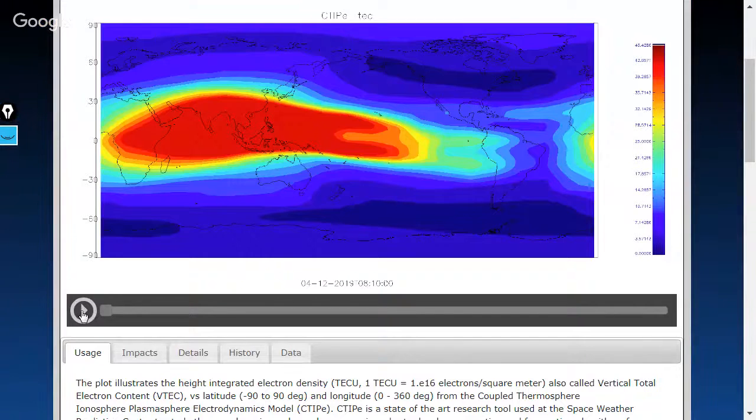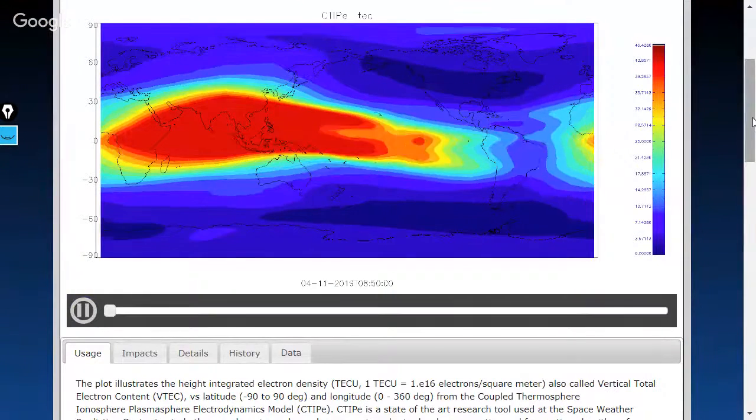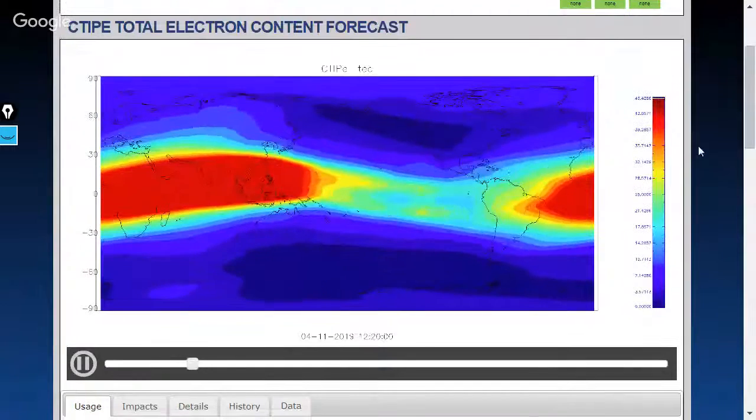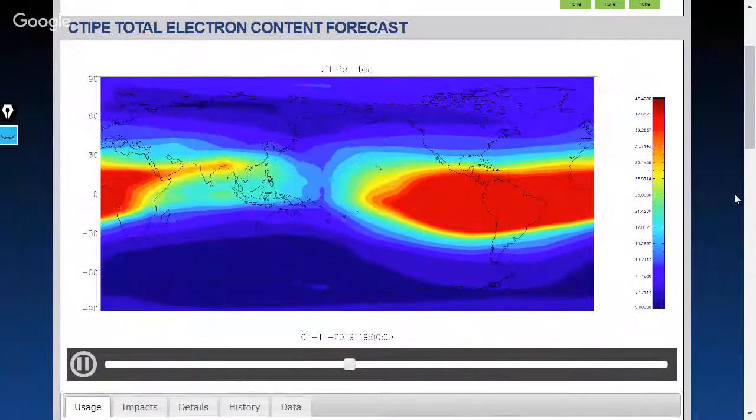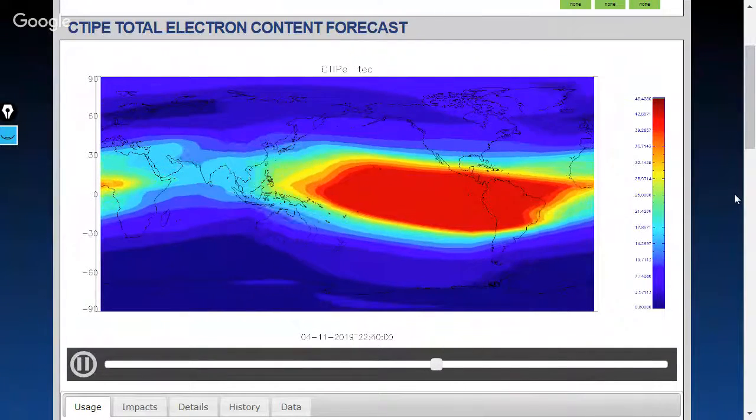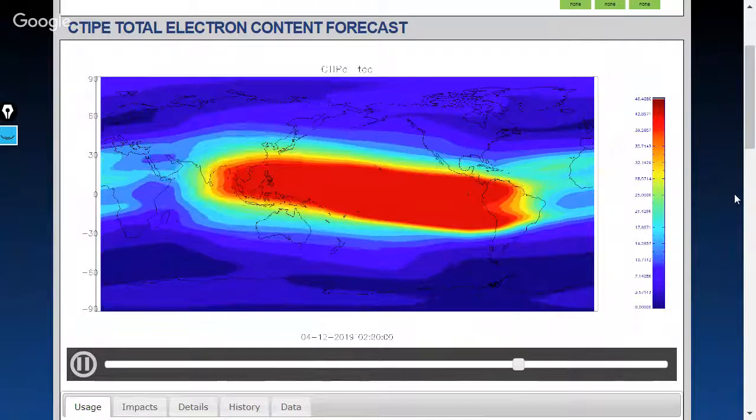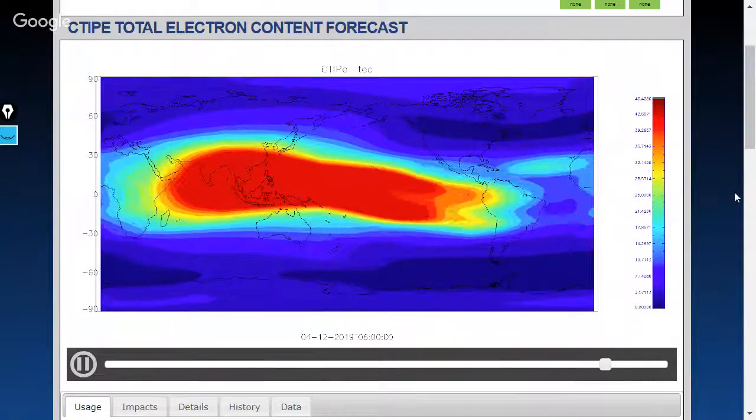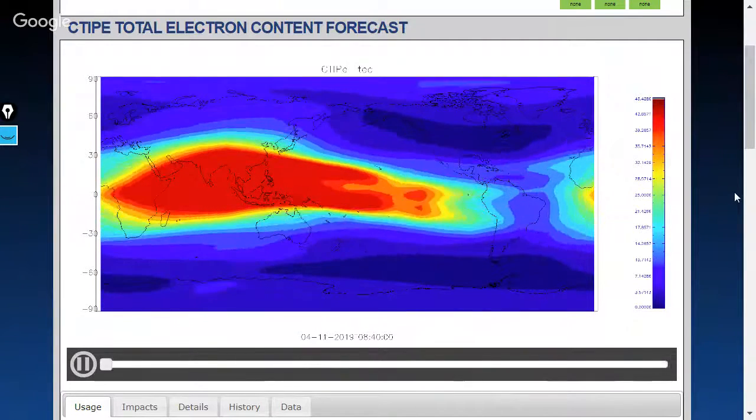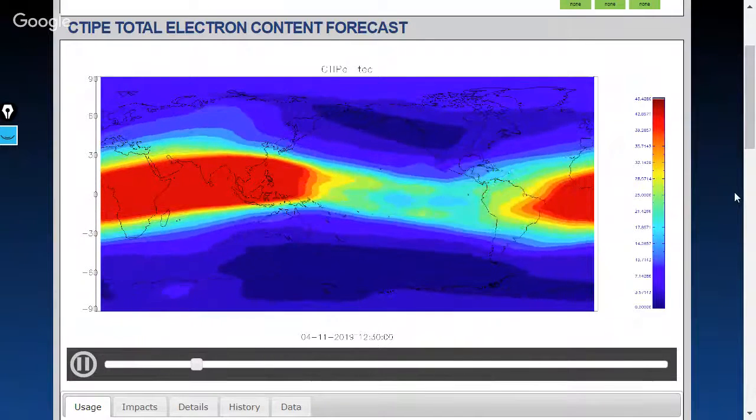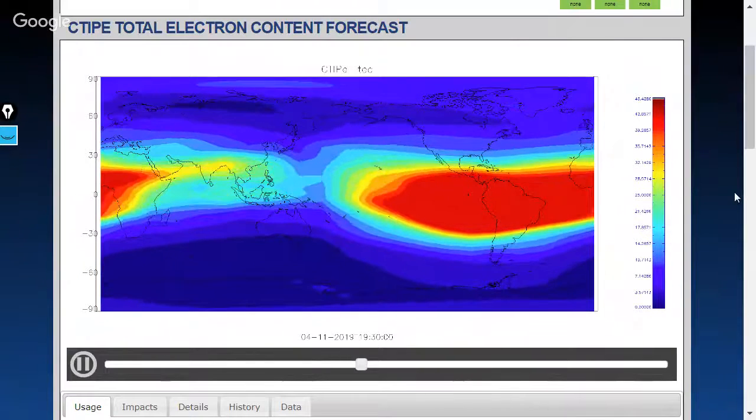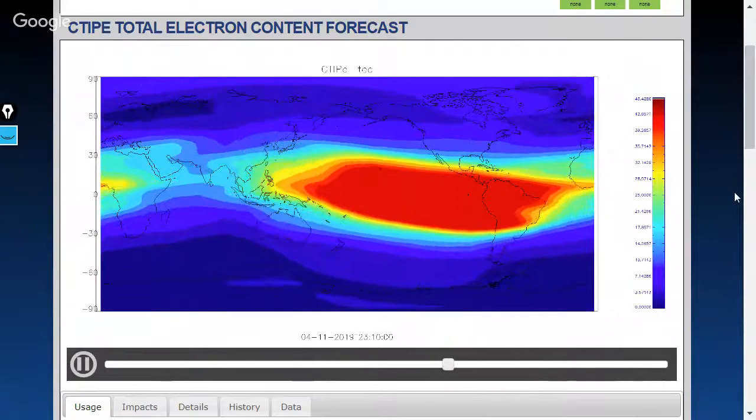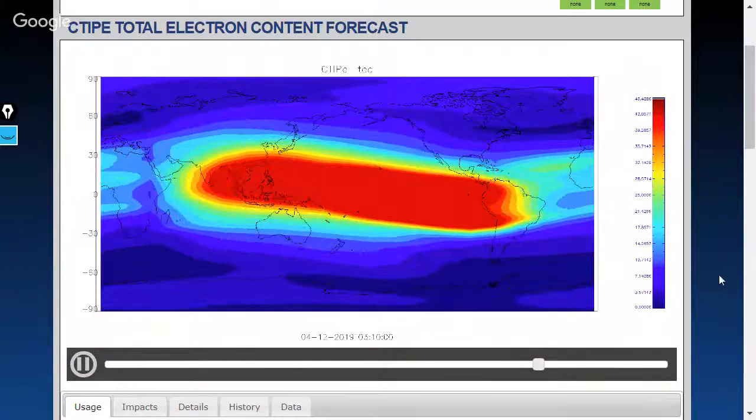And let's move on. Look at the total electron content. This shows new viewers, if you're not aware, this shows things like GPS errors. So the denser the color here, the denser the electron content, the greater the GPS error. And it looks like we're going to have some significant ones in North America today, actually. So we'll have a few meters, a couple to a few meters of GPS errors. But the electron content forecast isn't very high.